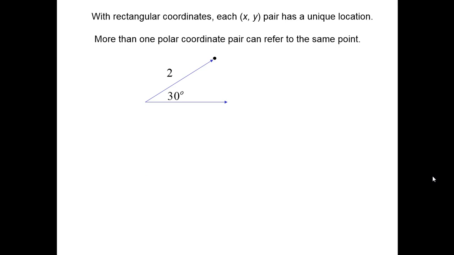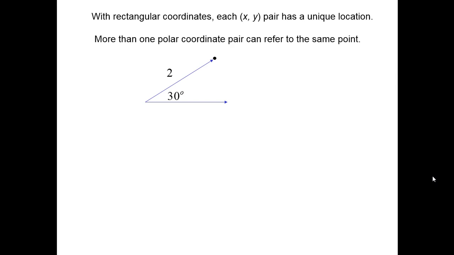One thing that's really different is with rectangular coordinates, each x and y pair has a unique location. For example, -3, 2, that's only one place I can put that on the graph. But with polar, we can have more than one coordinate refer to the same point. And this is because these are all based on what you did with the unit circle and those angles of rotation. There's an infinite number of ways to get to a certain point if you rotate around the unit circle.